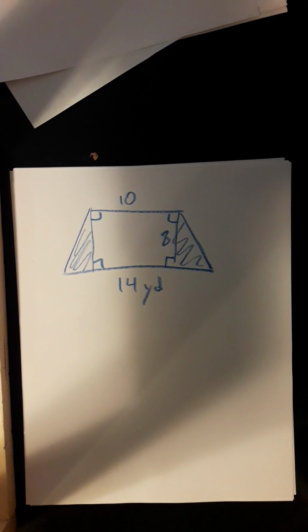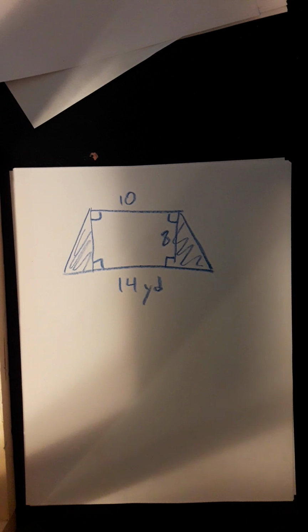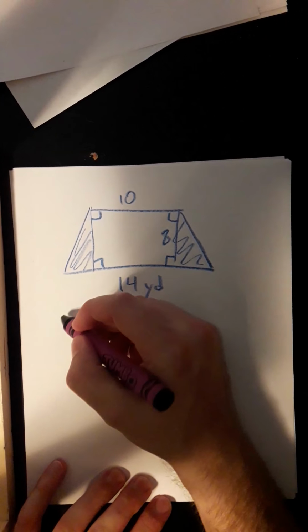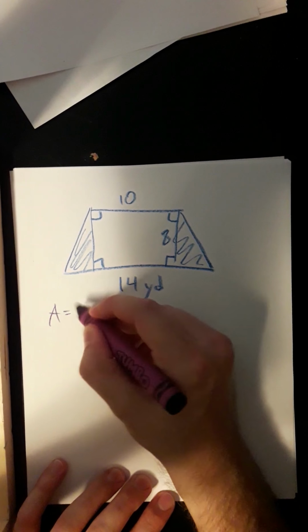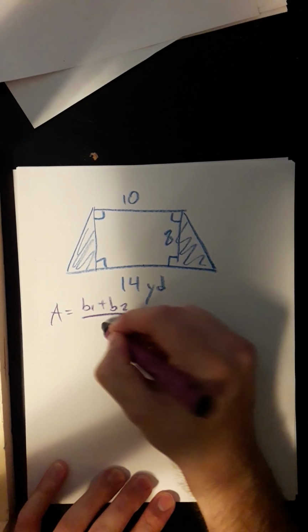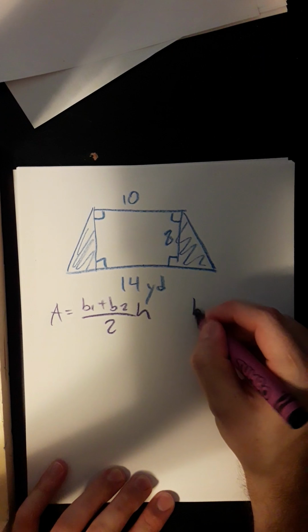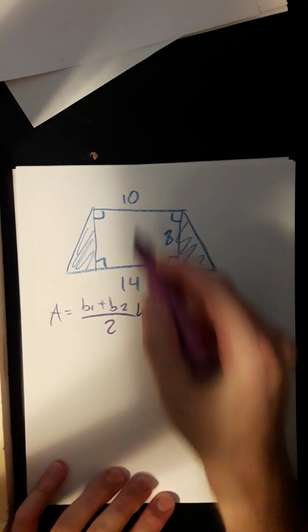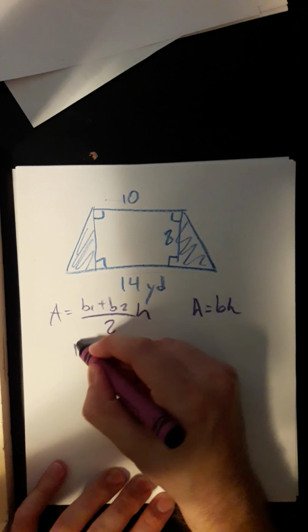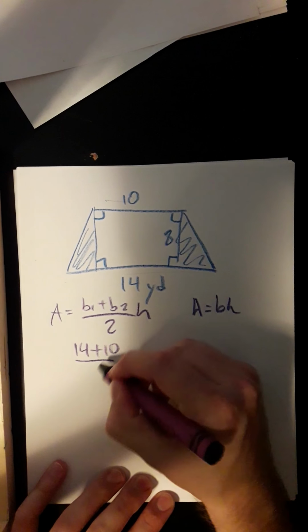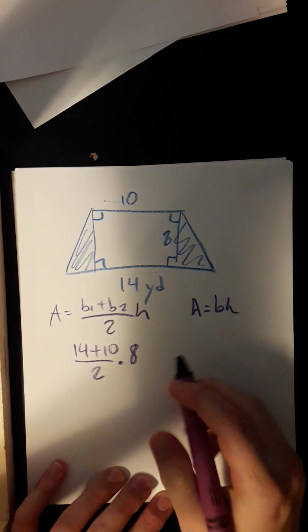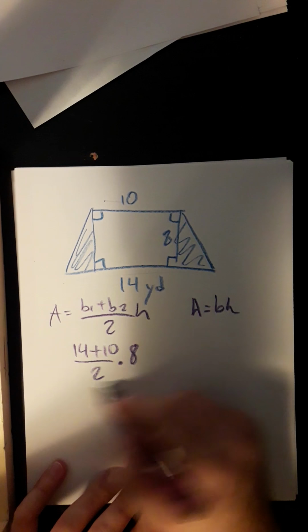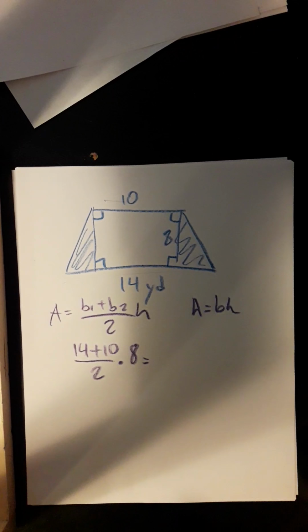Well, we're going to use the area of a trapezoid formula, and then we're going to use the area of a rectangle formula, and then we're going to subtract. So area of a trapezoid is equal to base 1 plus base 2 divided by 2 times height, and area of a rectangle is base times height. So area of my trapezoid, my two bases are 14 and 10. So 14 plus 10 over 2 times 8. Does it matter if I list the 10 first and the 14 second? No, it does not. So I'd go ahead and compute this. I'm going to go ahead and calculator that, because why not?